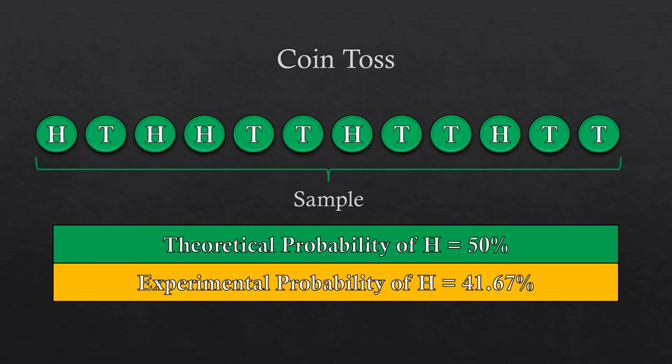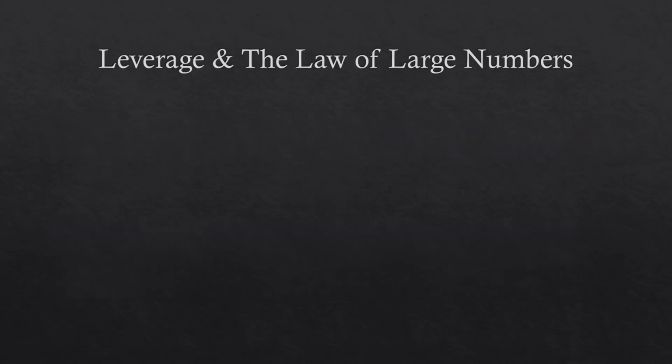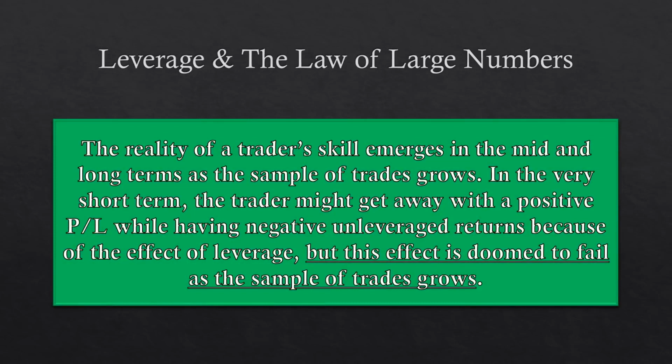Translating that into the trading paradigm, we can say that the reality of the trader's performance only emerges in the mid and long terms. In other words, the trader might get away with a positive P&L by having negative unleveraged returns because of the effect of leverage, but this effect is doomed to fail as the sample of trades grows.